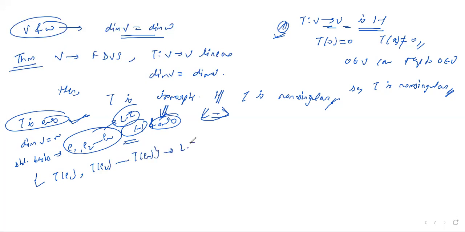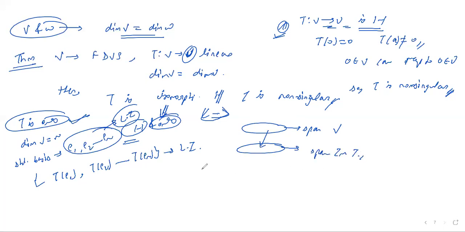Now we have to prove that every element in U has a pre-image in V. That's when we can prove that it is onto. Now, if there is a set which is spanning our vector space V, then the corresponding images of this set would span the image of T.